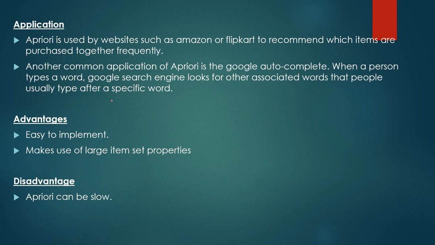Of course, the theory is a lot more detailed. It's not as simple as what we learned on the previous slide. A priori is used by websites like Amazon and Flipkart, any modern e-commerce company, or brick and mortar companies like Walmart, to find association rules and patterns in the purchases made by customers. Its advantages are that it's easy to implement.